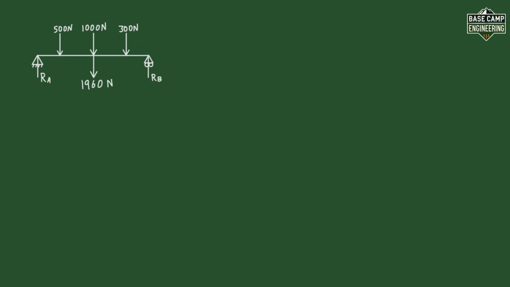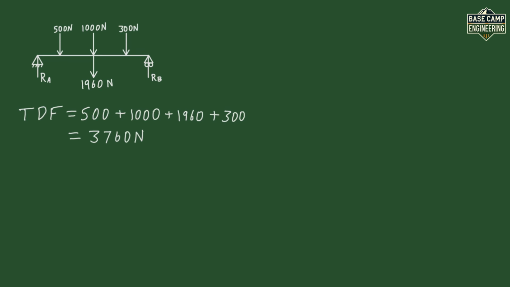The beam's weight remains 1960 newtons downward at 2.5 meters. The 1000 newton load at 2.5 meters, the 500 newton load at 1 meter, and the 300 newton load at 4 meters. Total downward force is equal to 3760 newtons. For ΣF equals 0, Ra plus Rb should be equal to 3760 newtons.